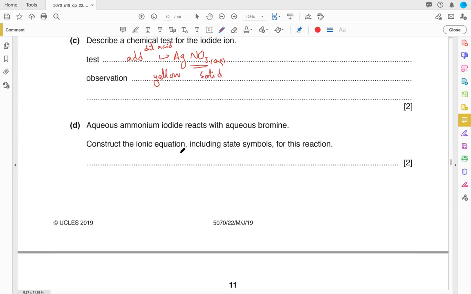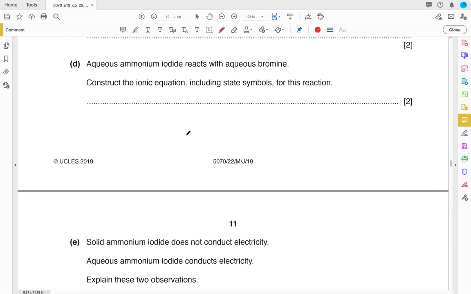Aqueous ammonium iodide reacts with aqueous bromine. Now, what is this reaction? This is about displacement. Now, you know that in the non-metals, the higher up anything is, the more reactive it is. The reason for that is really simple.